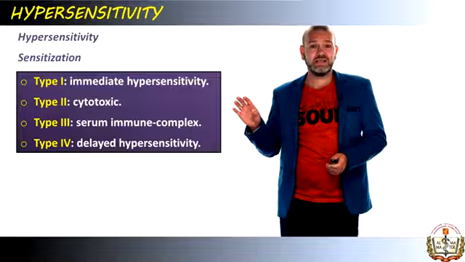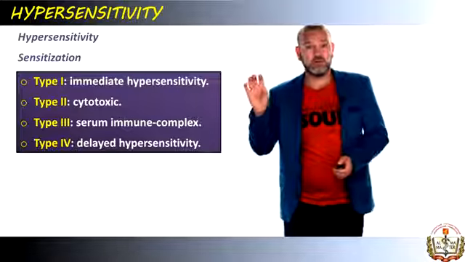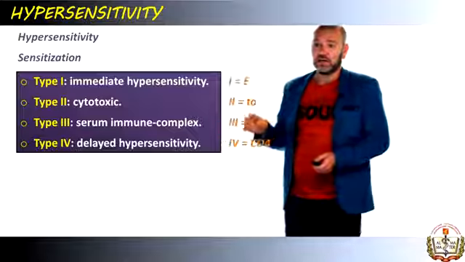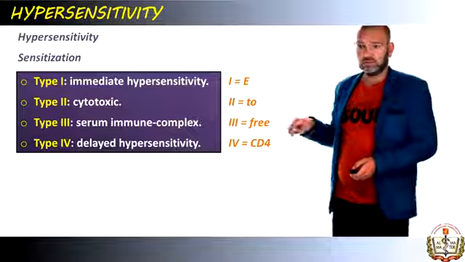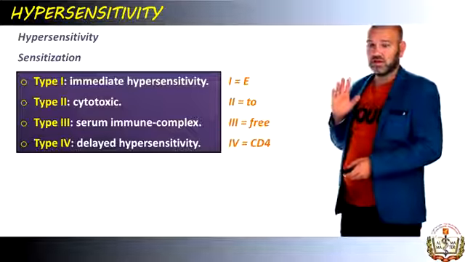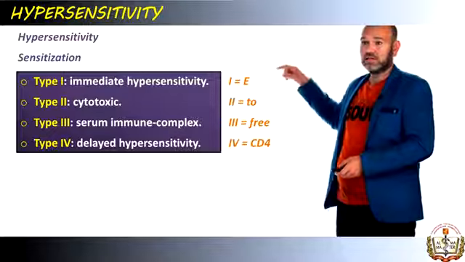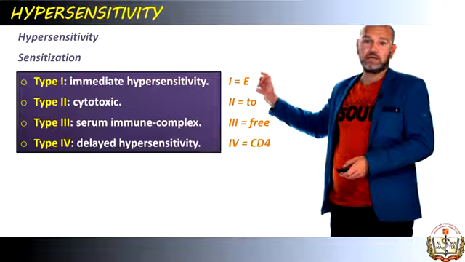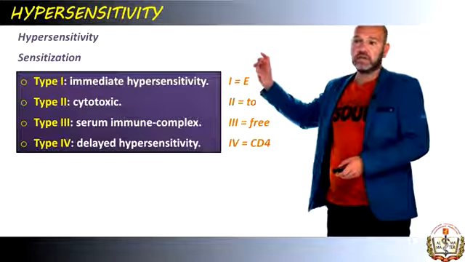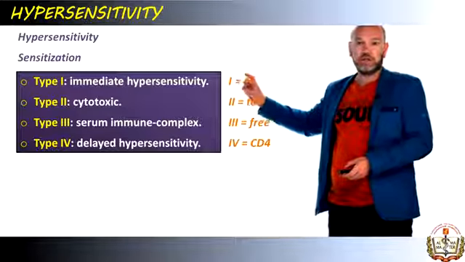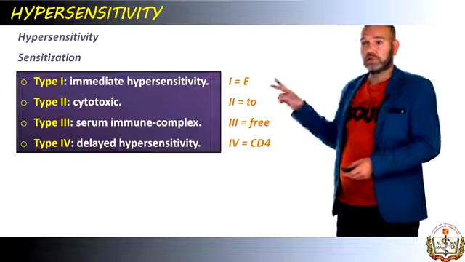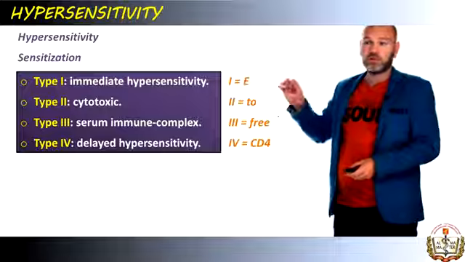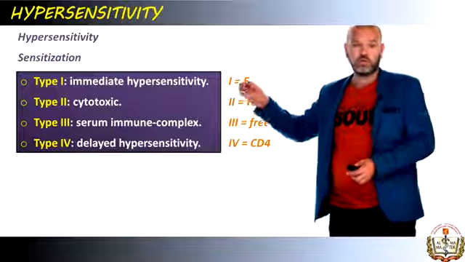So to make it easier, content addressable memory, right? You remember by association. So I will give you a short cheating thing. Type 1: 1 is like E, I is very often written as E. Type 1, IgE, IgE-mediated. Type 2: 2 is 2. To the cell. Immune complex is fixed to the cell. Type 2 is cytotoxic.